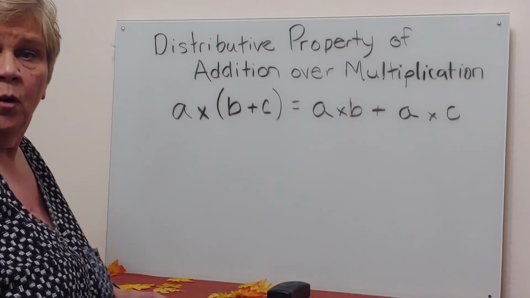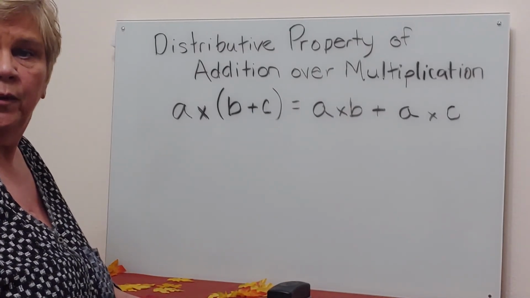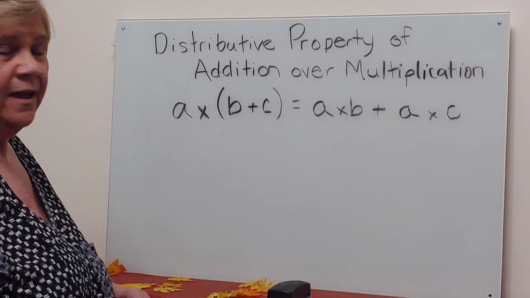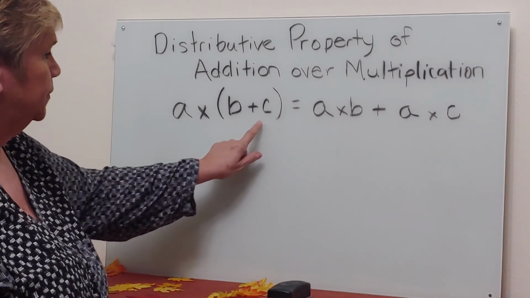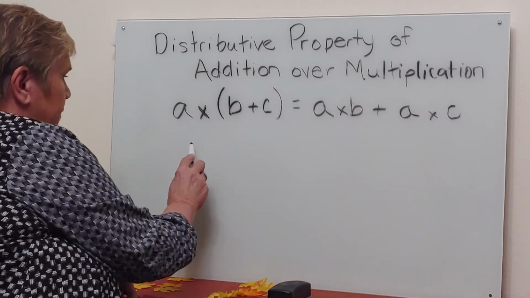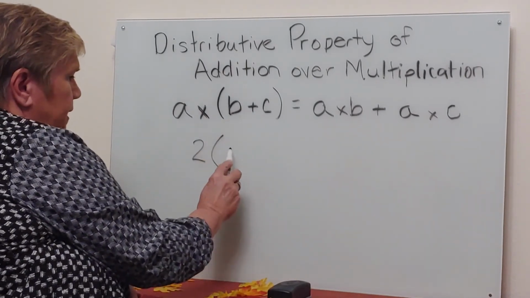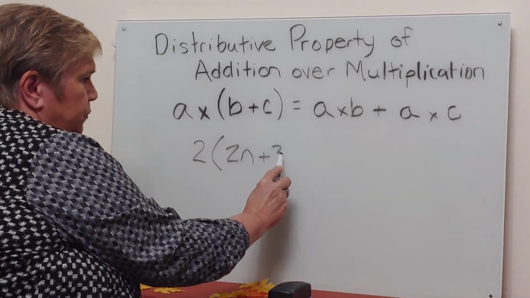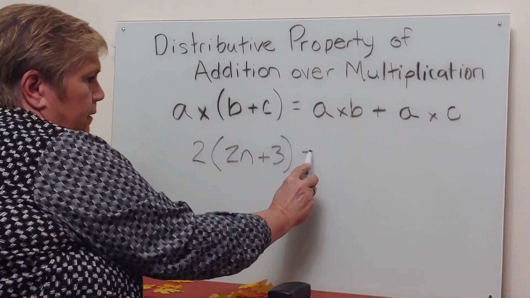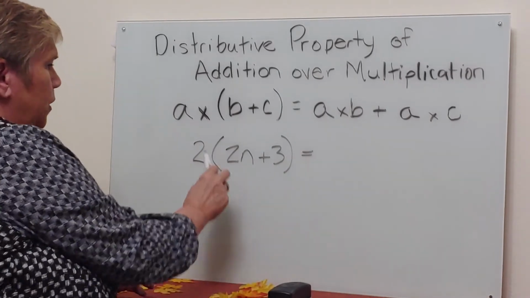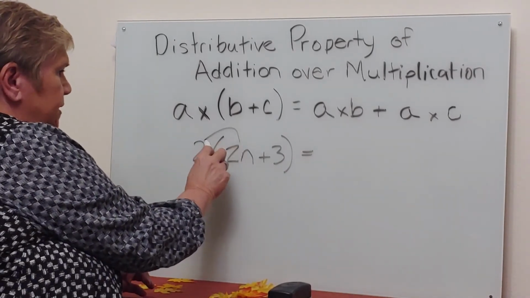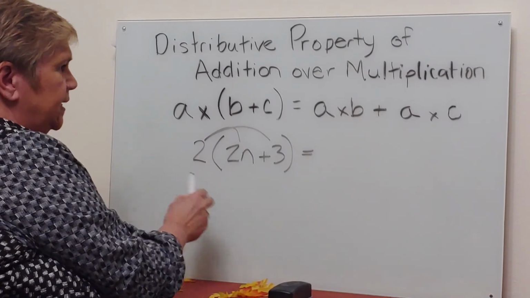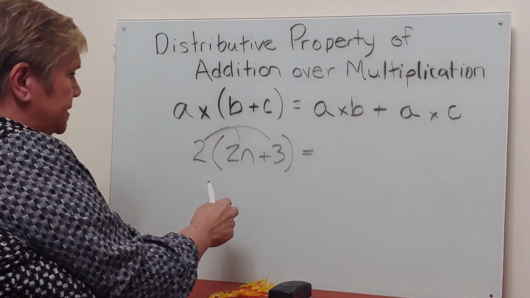You may ask, why do we even care about this? Well, there are times when you're given an equation that you can't add the variables inside of the parentheses, like this. 2 times 2n plus 3 equals what? Well, now you would want to distribute this because you can't add these two numbers together. So this would be a good example of why this property is necessary.